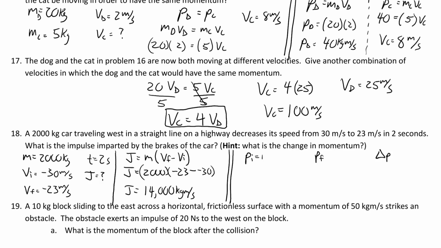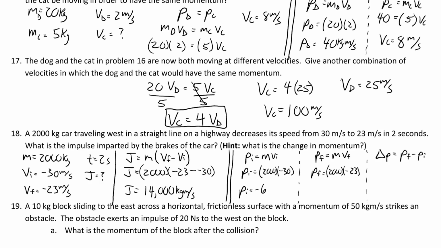So the initial momentum is equal to the mass times the initial velocity. The final momentum is the mass times the final velocity. And the change is the final momentum minus the initial momentum. So it's like 3 steps instead of just one, which is why I prefer to just use this. But this way is fine too. So you substitute in for both equations, and you get an initial momentum of negative 60,000 kilogram meters per second.